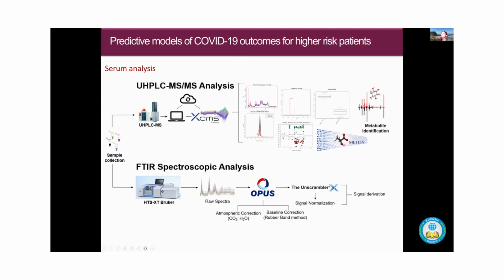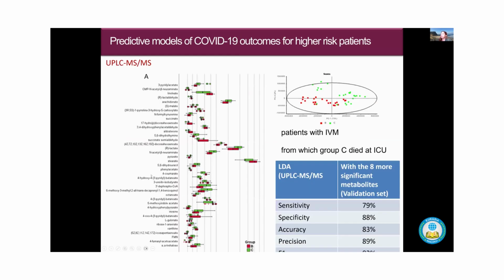And from the blood samples, we also analyzed the metabolome by a conventional assay, in this case liquid chromatography associated with tandem mass spectrometry. Based on the mass spectrometry data, we obtained two particular populations, all of them with invasive mechanical ventilation. Half of them died in the intensive care units.